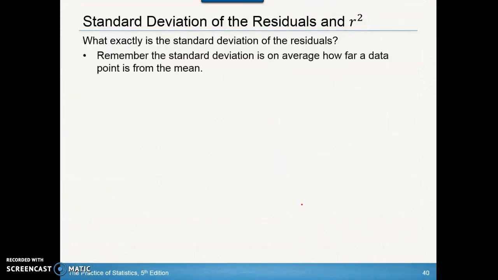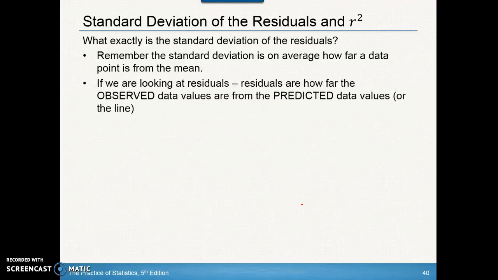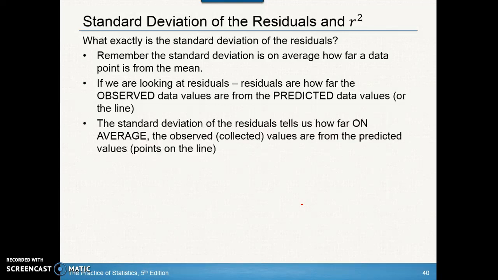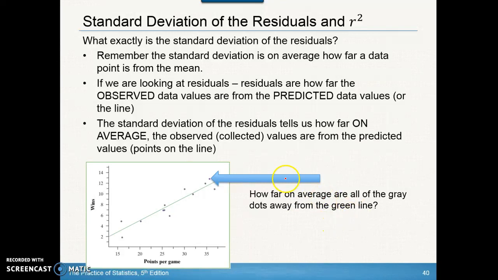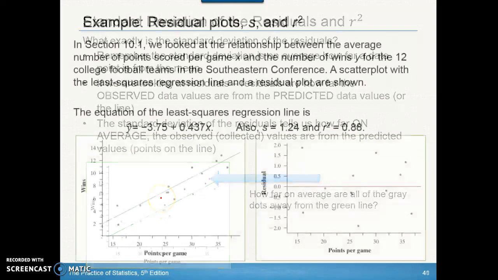Now, what exactly is the standard deviation of the residuals? Remember, the standard deviation is on average how far the data points are from the mean. Residuals are how far the observed data values are from the predicted values. The standard deviation of the residuals tells us how far on average the collected values are from the predicted values. We already went over this, but this is just an example. So basically, how far on average are all of these gray dots away from the green line? What is the average vertical distance of each of my gray dots?